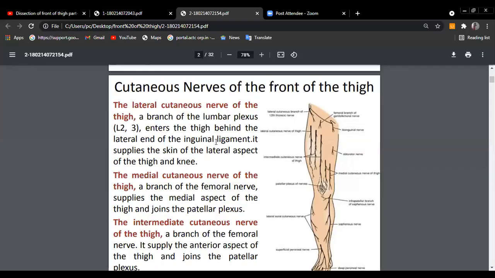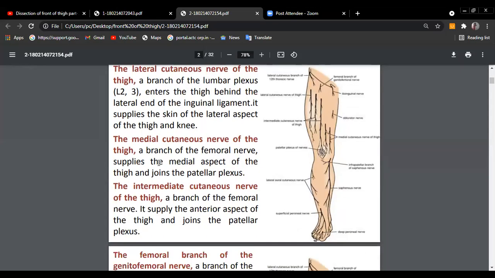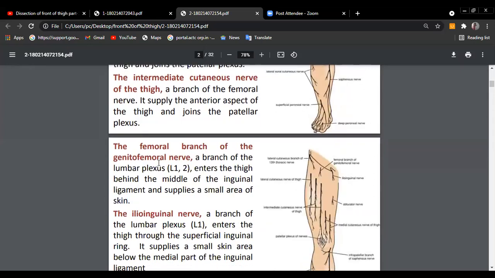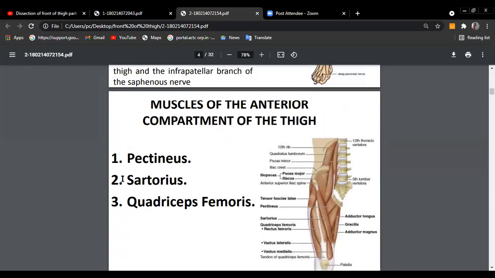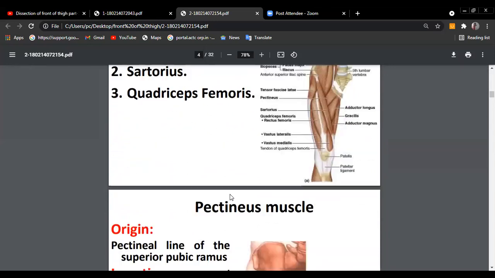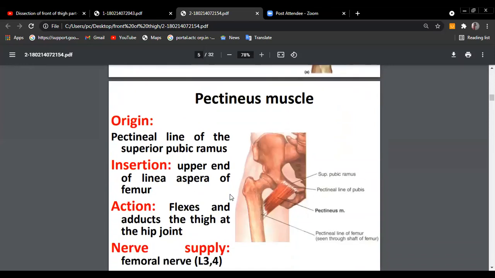Apart from these, I would like to show a few more things from this point as well. See, these are the cutaneous nerves. So we will discuss the muscles in detail as well. In the front of the thigh we have, of course, pectineus. We are going to study it when we do the femoral triangle in the next lecture. The other muscles we see are sartorius and quadriceps femoris, that is vastus medialis, lateralis, and intermedius.